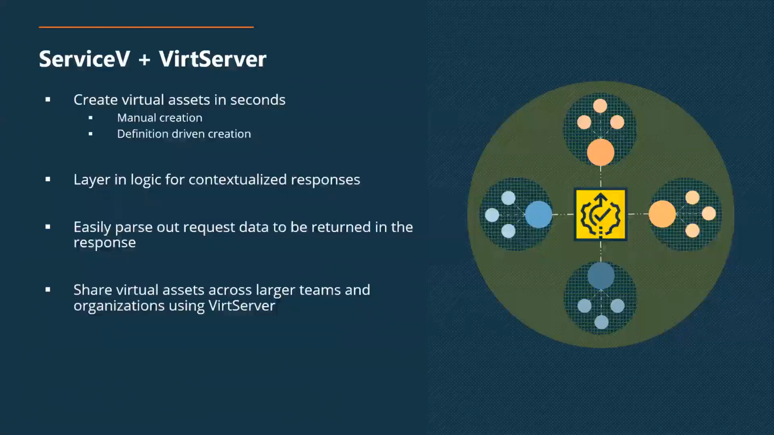So I mentioned earlier about adding in the likes of parameters, making sure that a parameter is meeting a specific response. Easily parse out request data to be returned in the response. Share virtual assets across larger teams and organizations using Virt Server. So Virt Server essentially sits on top of ServiceV and is used from a deployment perspective. So you can have this sitting on a cloud-based machine, on a virtual machine, or even another physical machine that's dedicated to where larger teams and organizations can go ahead and access these APIs that you've designed.